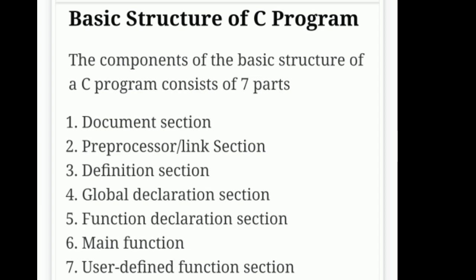The fourth one is the declaration section. This section is used to define the global variables to be used in the program. That means you can use these variables throughout the program. By global declaration of variables, you can use them throughout the execution of the program.